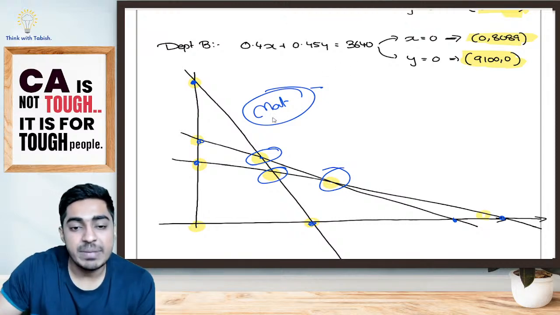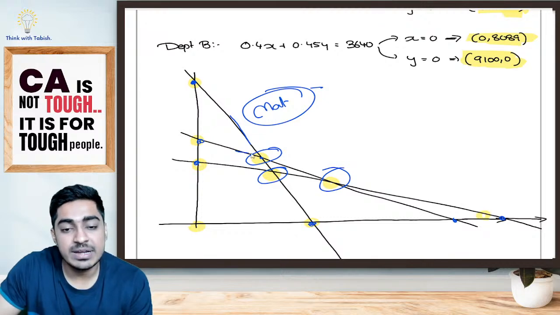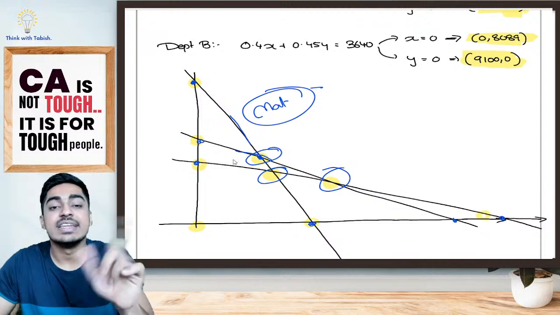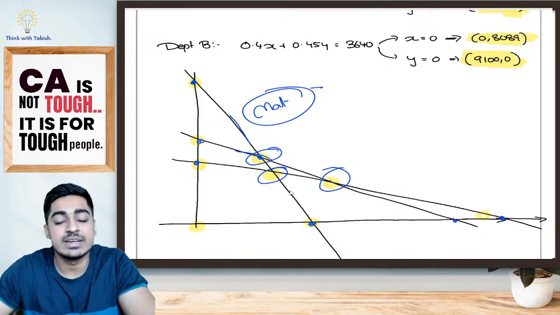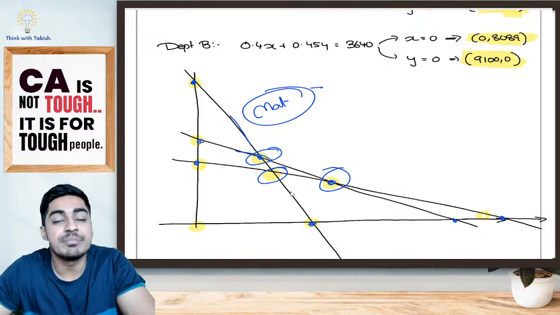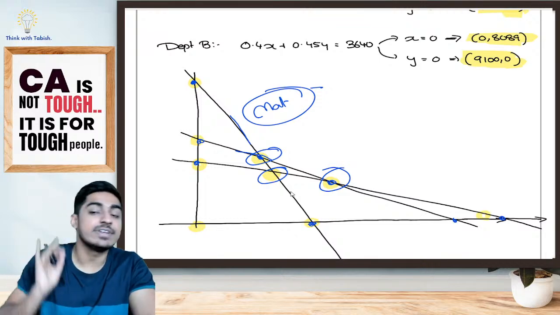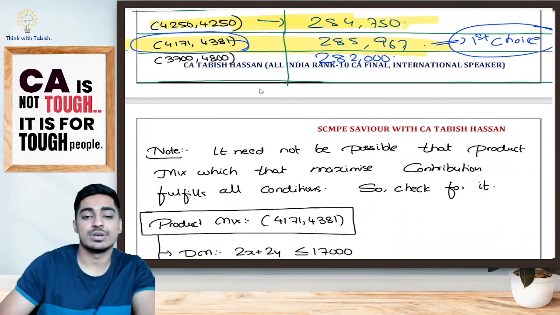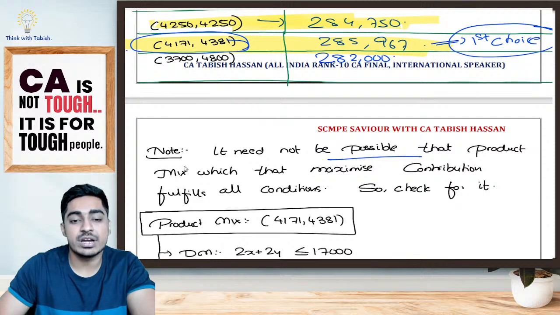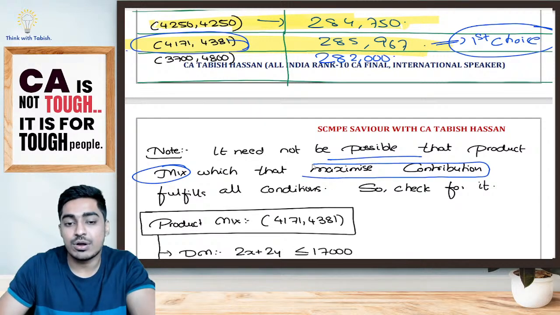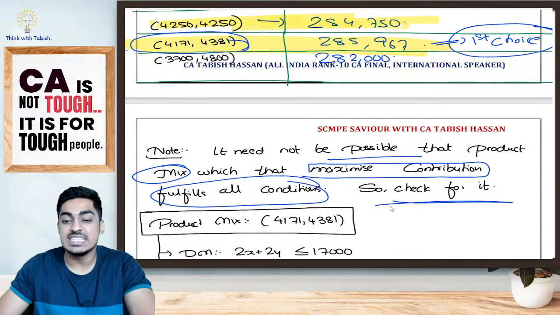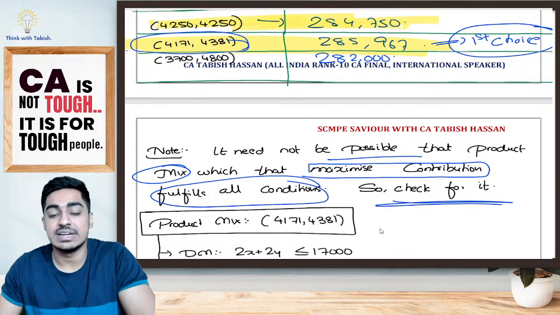So look at this material. This is the material line. This is the department A line. So it fulfills the material condition. It fulfills the department A condition. There is a possibility it need not fulfill the department B condition. Here it fulfills department A and department B conditions. There is a possibility it need not fulfill the material condition. So that again we need to see. Okay, again complications are there, but this is how it is. It need not be possible that the product mix which maximizes our contribution fulfills all the constraints. We need to see if it is fulfilling all those conditions or not.